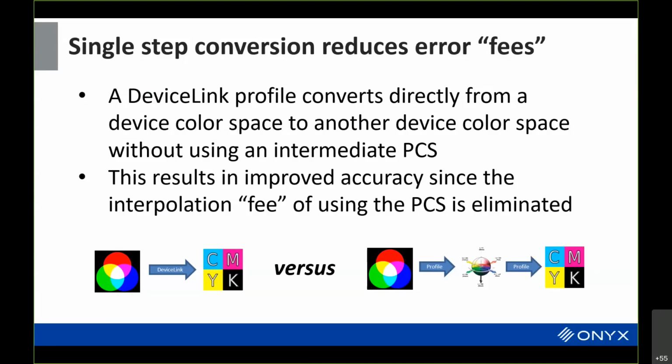And so the real distinction between a device link profile and an ICC profile is basically a device link profile makes that conversion from one device space to another device space without going into an intermediate PCS. You basically have a transform specifically for that. And this results in improved accuracy because we basically eliminated the fee of going from the PCS to the device space.